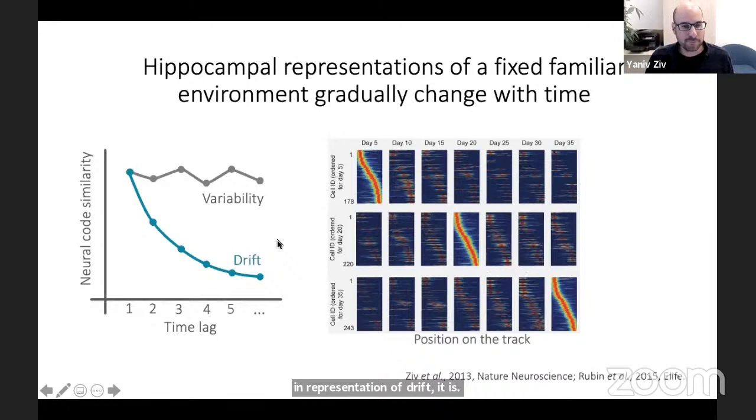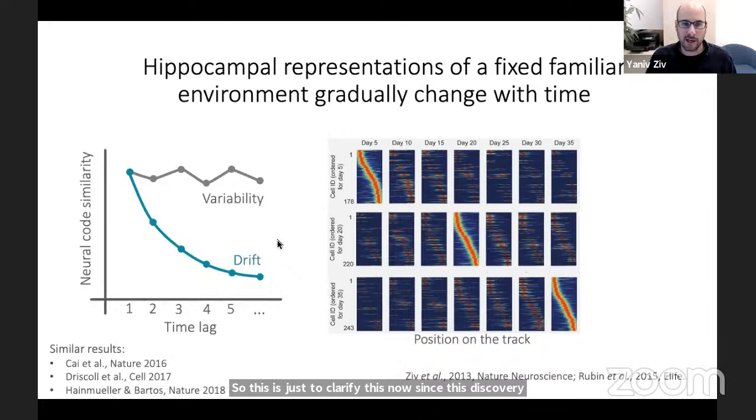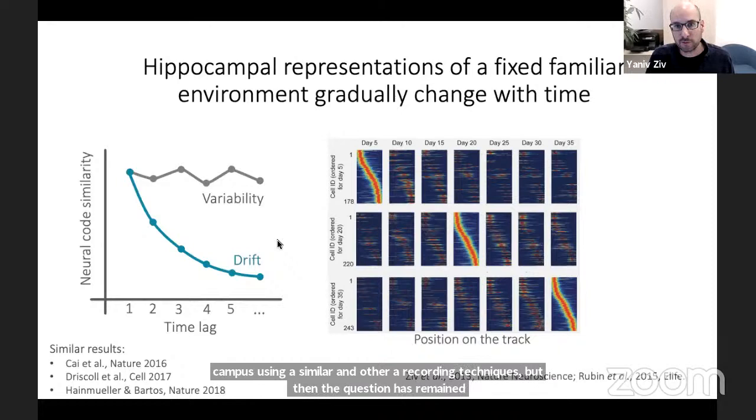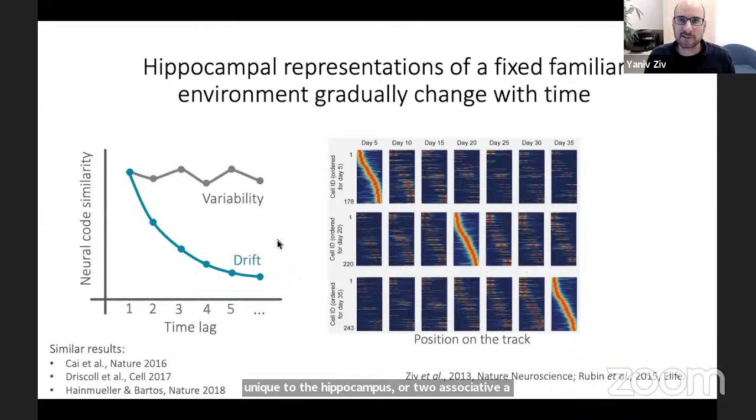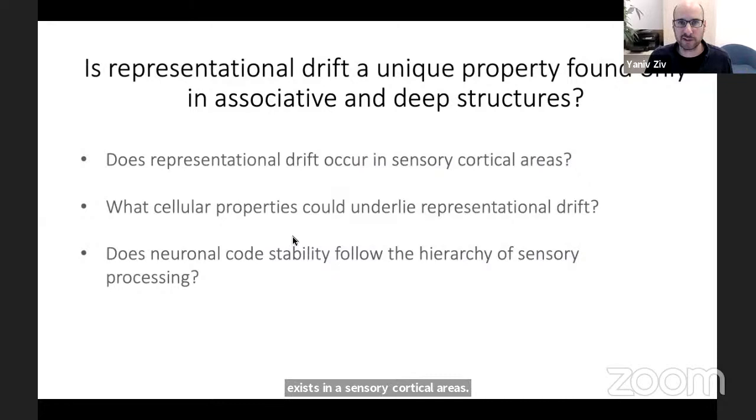several other labs have found similar results in other subfields of the hippocampus and also outside of the hippocampus, using similar and other recording techniques. But then the question has remained whether representational drift is something that is unique to the hippocampus or to associative cortical areas, or is it a more general phenomenon in the brain, which also exists in sensory cortical areas. So this was the question we wanted to address using the Allen Brain Observatory data.